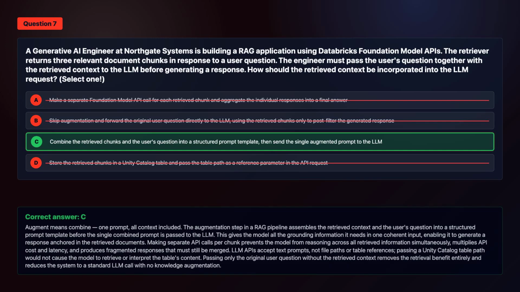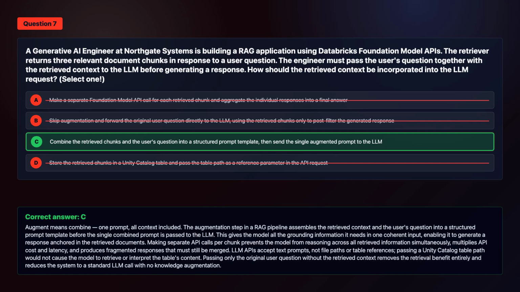The correct answer is option C. Augment means combine, one prompt, all context included. The augmentation step in a RAG pipeline assembles the retrieved context and the user's question into a structured prompt template before the single combined prompt is passed to the LLM. This gives the model all the grounding information it needs in one coherent input, enabling it to generate a response anchored in the retrieved documents.